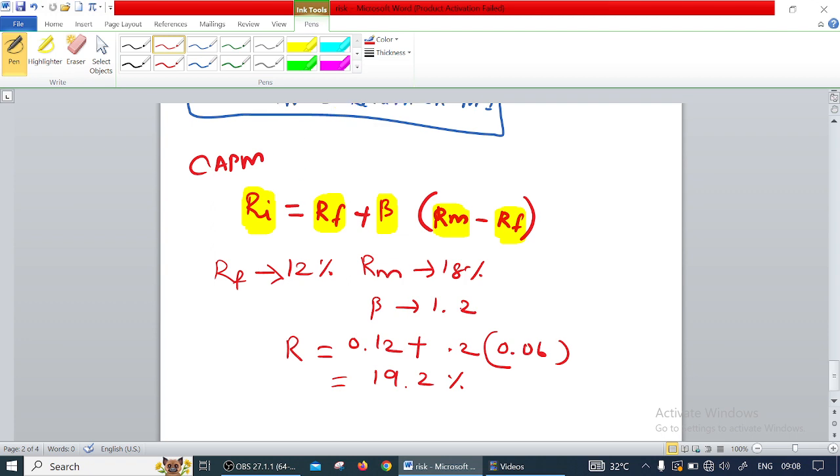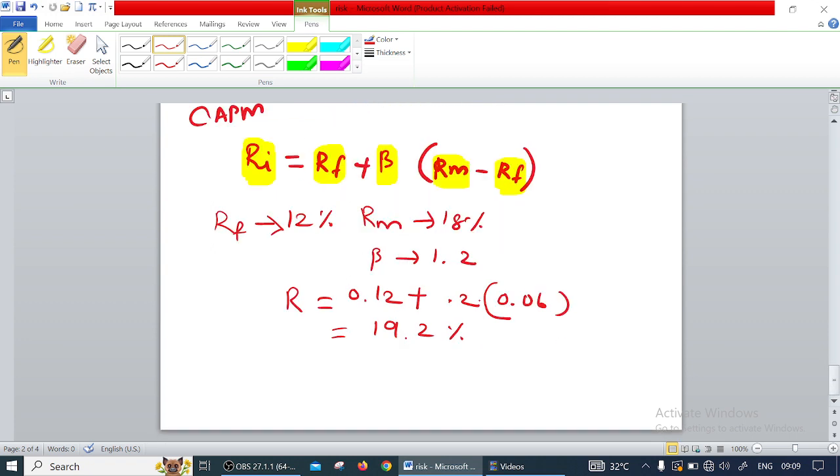This is the CAPM model. CAPM is the capital asset pricing model, and it uses the concept of beta to link the risk with the return. So using CAPM, the investor can assess the risk return trade-off involved in any investment decision.